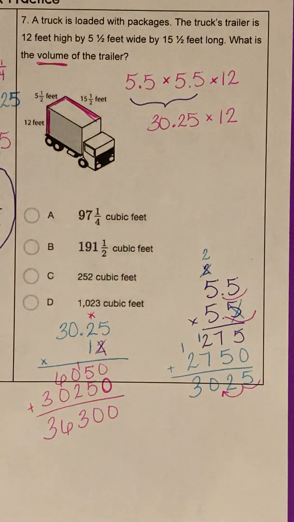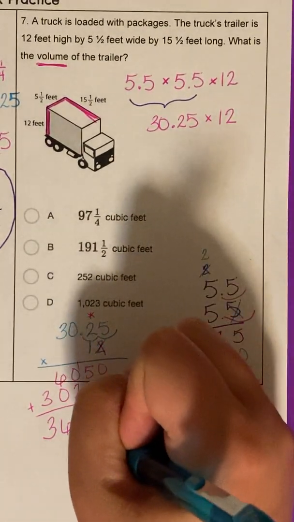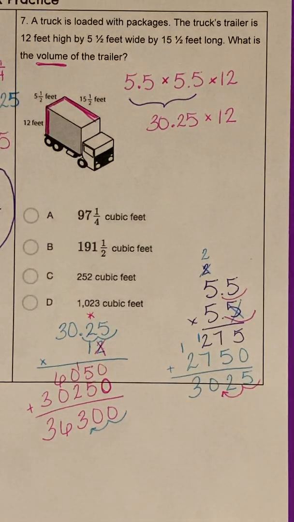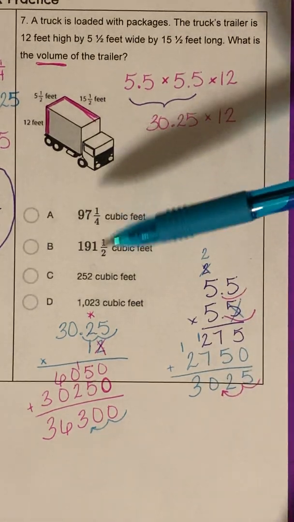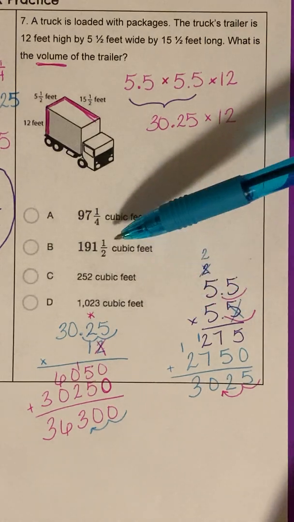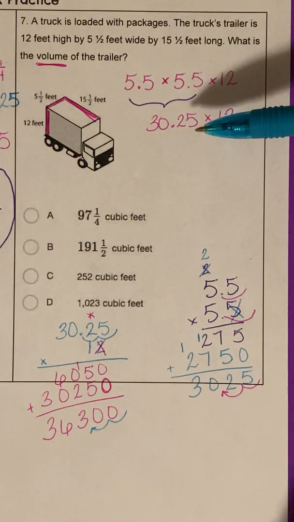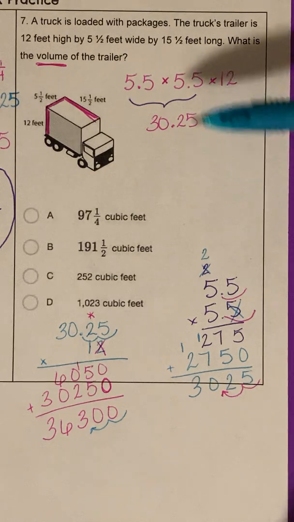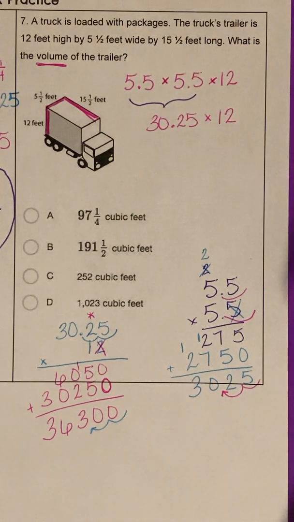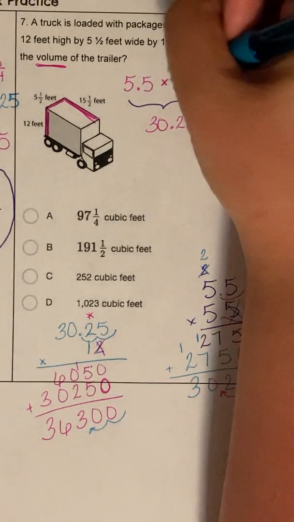Yes, so now we have something here that we don't have a decimal. So we should get 363. Well, what we did here, which is okay, I think I made a mistake somewhere. And that's okay, mistakes happen. So 363 is what 30 and 25 hundredths times 12 is. So let's take a look back. Oh my goodness, I know what I did here. It's 5.5 times 15.5. My bad.